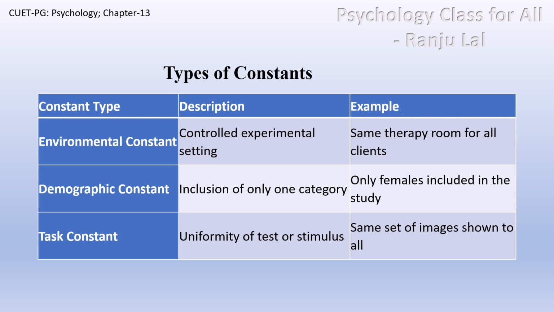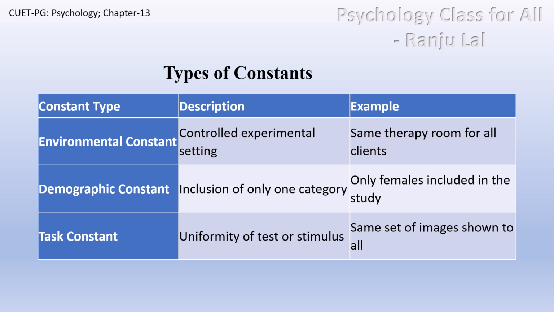Types of constants are, first, the environmental constant. These are the constants that are used to be controlled in the experimental setting. An example could be the same therapy room for all the clients.